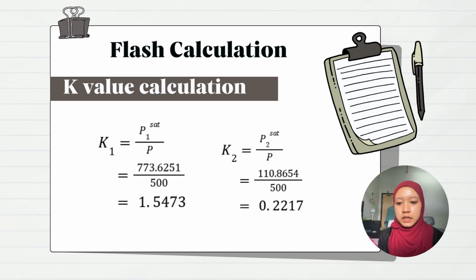For the flash calculation part, we started by converting the P saturation from millimeters of mercury to kilopascals. The available system pressure is 500 kilopascals. Then we substitute all the values into K equals P saturation over P, and we obtain K1 equals 1.5473 and K2 equals 0.2217.